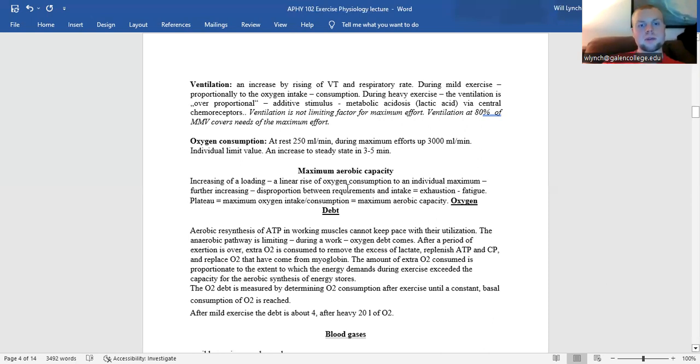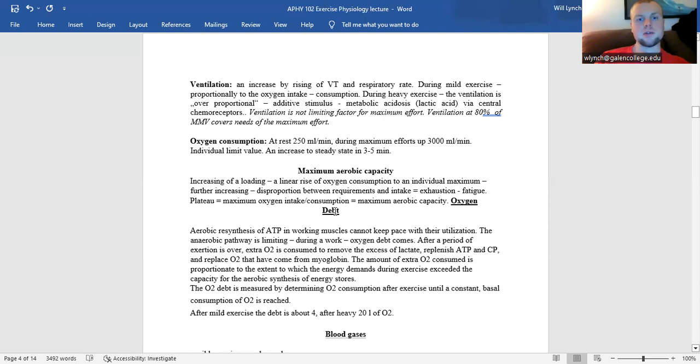So our maximum aerobic capacity, right here we're talking about the oxygen consumption that we can get in a maximal respiration cycle. If we increase the load of exercise that we are doing, we're going to see a linear rise in oxygen consumption. Right? If we have a disproportional rise between the requirements and the intake, then it's going to lead to exhaustion and fatigue.